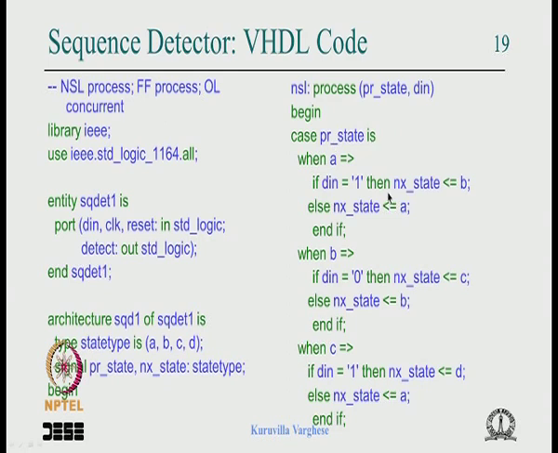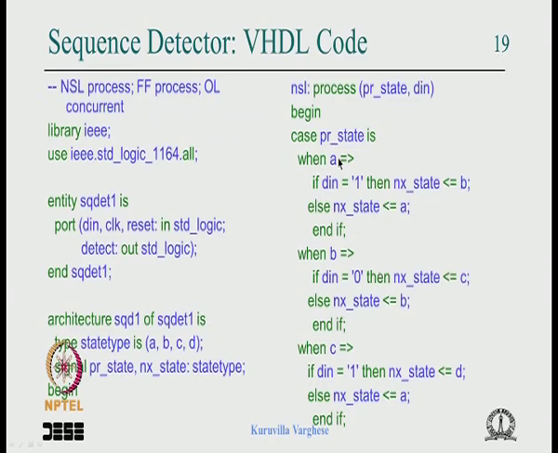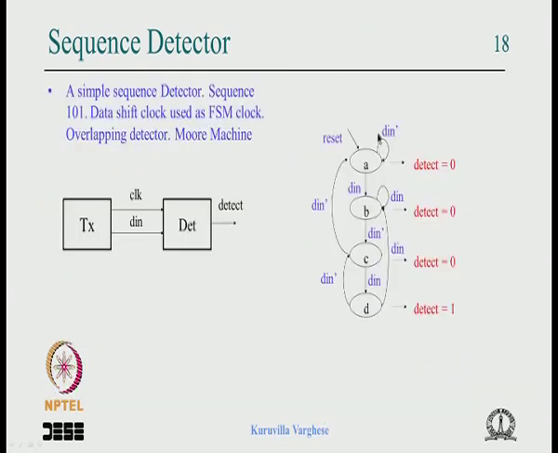Okay. Now we have 4 states A, B, C, D, so we say when A in the first state. Now we specify the transitions. Okay. Say if D in is 1, then next state is B, else next state is A. That means if D in is 0, remain there, that is what is shown here. D in is 0, remain there, D in is 1, go to B.